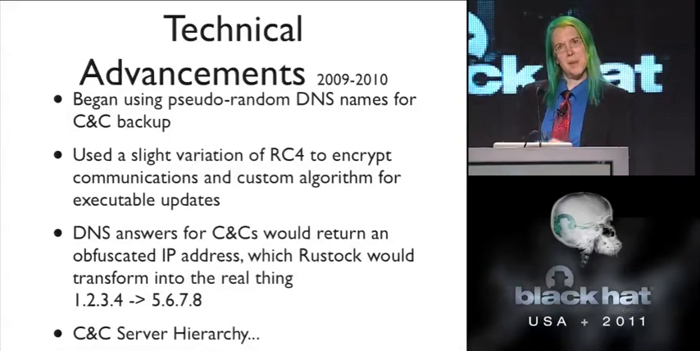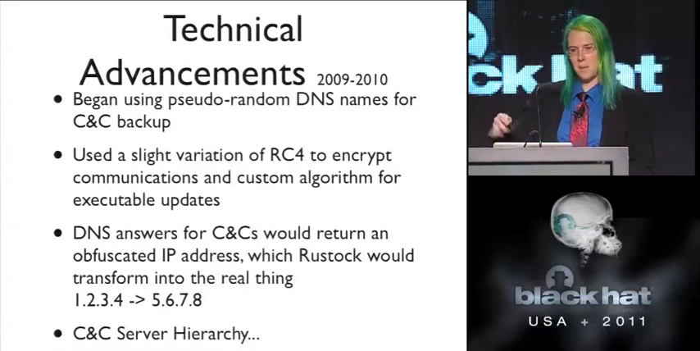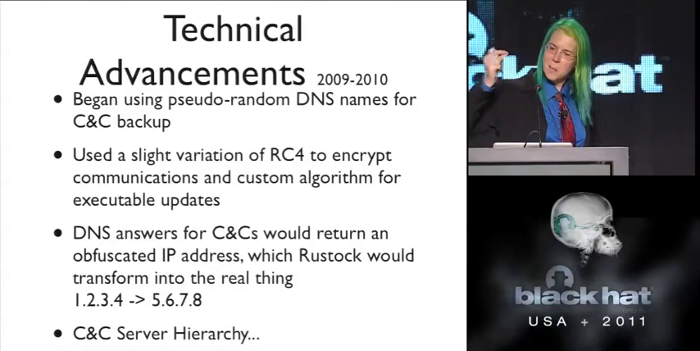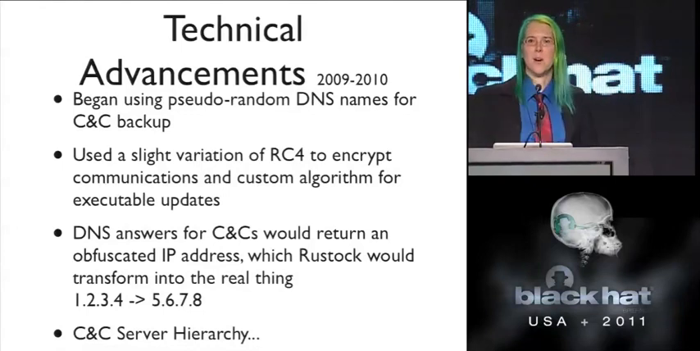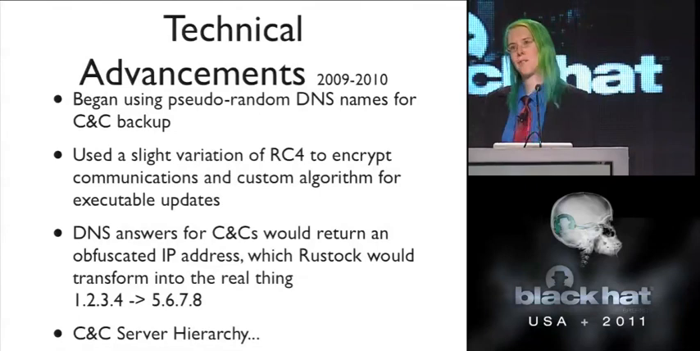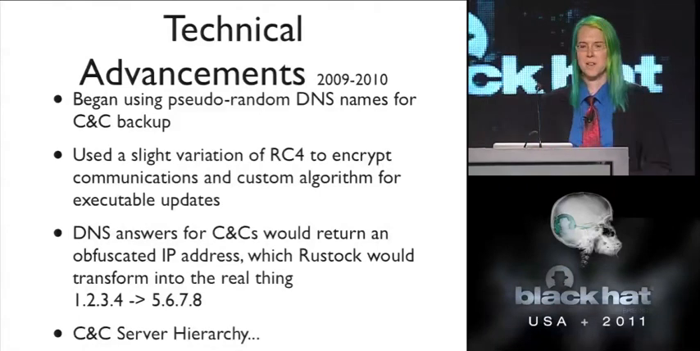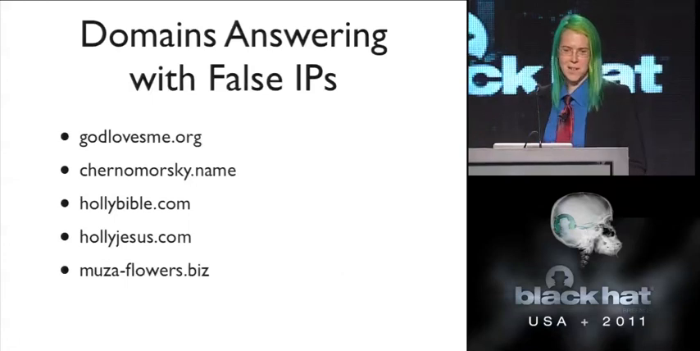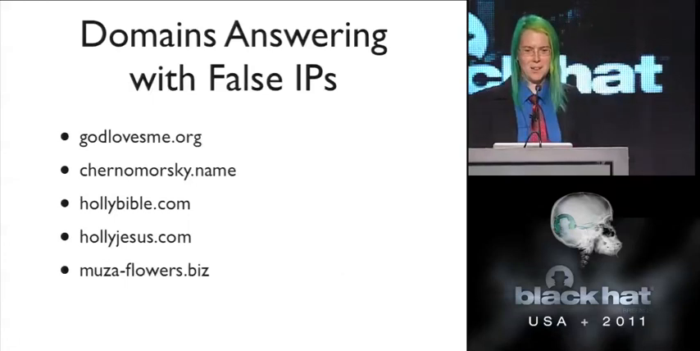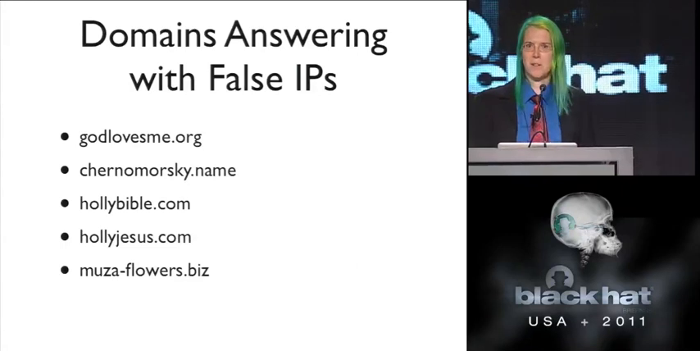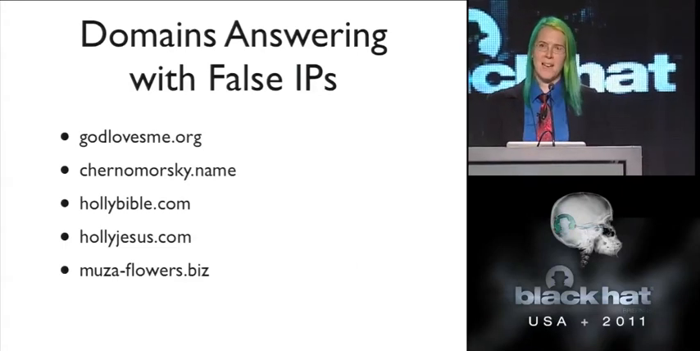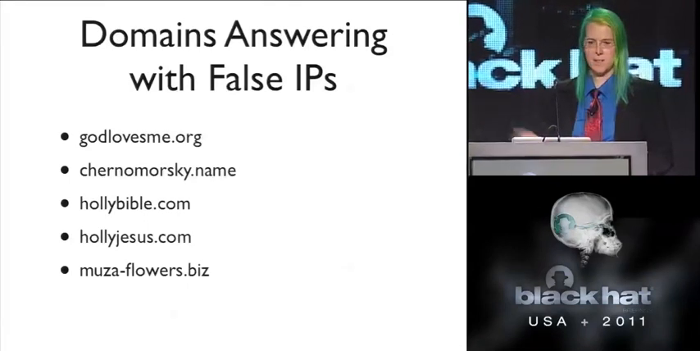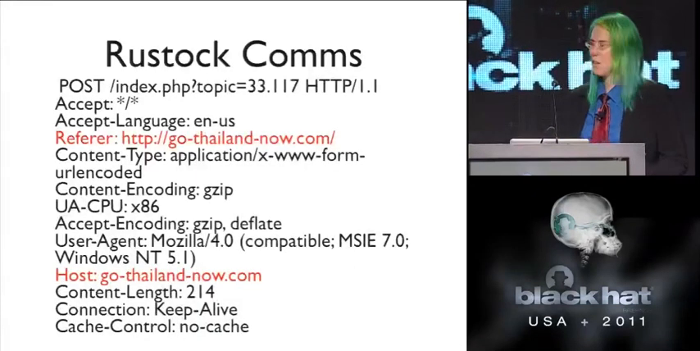The interesting thing about a lot of the C&Cs, besides a lot of the DNS being fast-flux, is that the A record would have the wrong IP address in it, or rather, a transformed IP address. So if you ask, what is the IP address for holybible.com or whatever, it'd send you back, oh, it's 1.2.3.4, and then Rustock would take that and transform it to the actual IP address and connect to that with the appropriate headers faked for it and so forth.